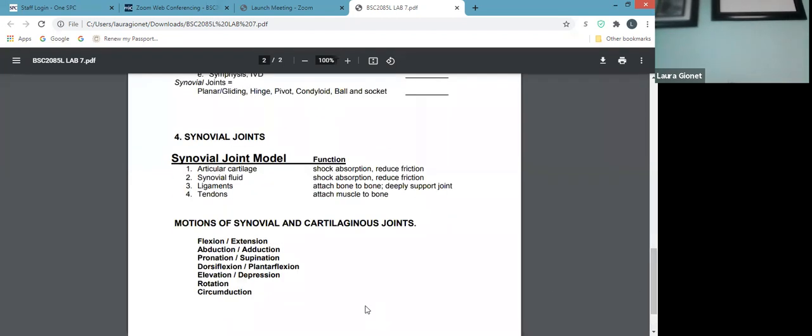So that's it for these exercises. If I gave you a question about a type of synovial motion, it would probably be something very simple, like flexion and extension, maybe circumduction, dorsiflexion, plantar flexion, because that's the foot, maybe elevation and depression in the mandible. It would be something I feel confident about that is fairly obvious.